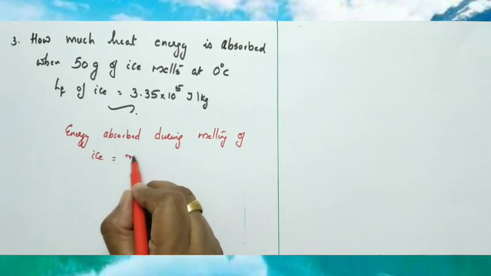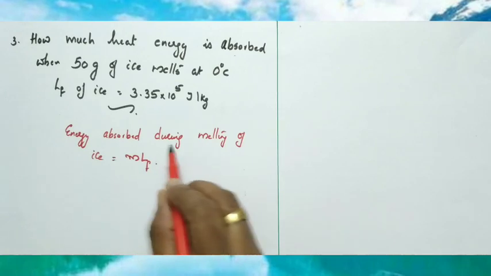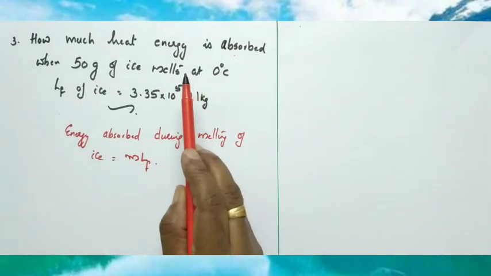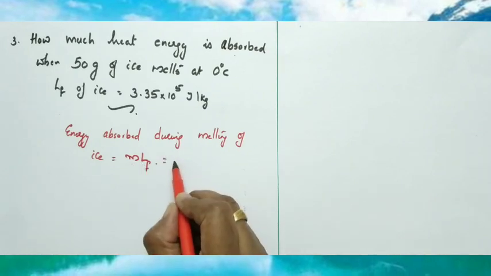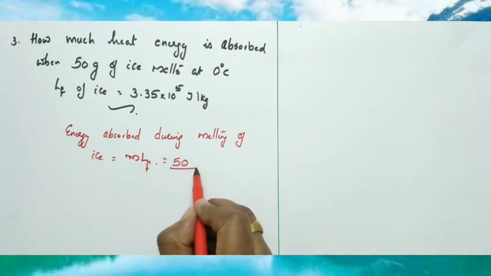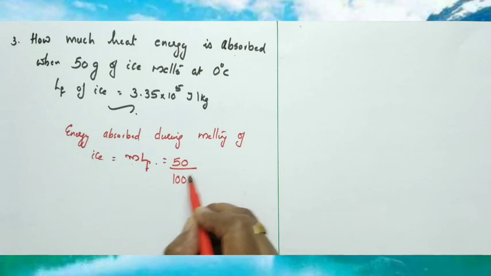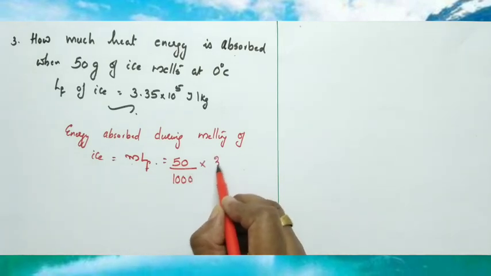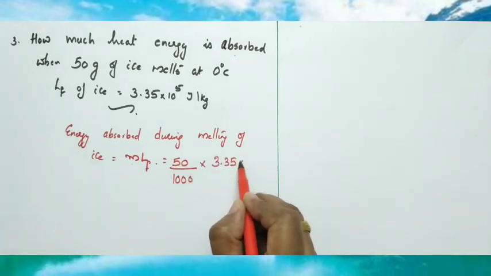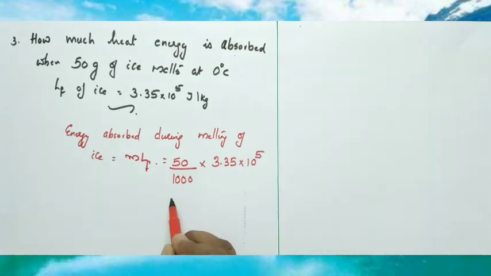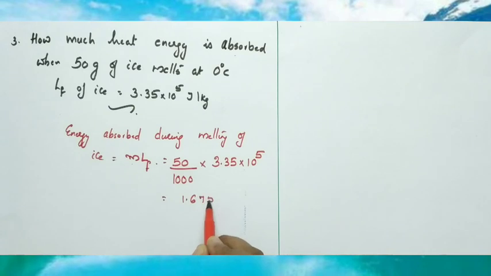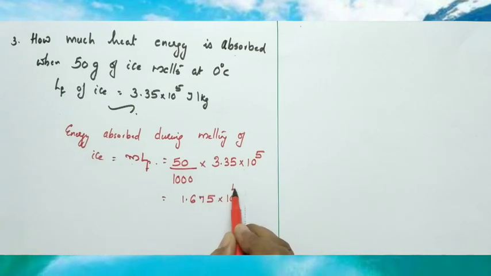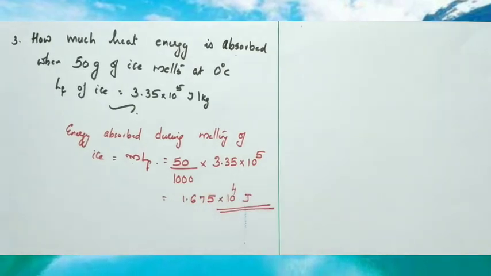So what is the formula? m into LF. Okay, since there is a change of state taking place, the quantity of heat is given by mLF. What is m given? 50 gram. You can convert to kilogram. 50 divided by 1000 into latent heat of fusion 3.35 into 10 raised to 5 joule per kilogram, and after simplification you will get 1.675 into 10 raised to 4 joule. Okay, this is a direct question.